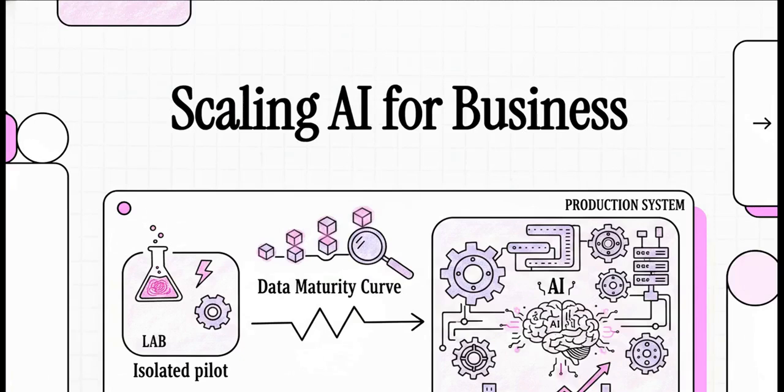Okay, let's dive right into this explainer. Today we're going to demystify a monumental challenge that pretty much every modern enterprise is facing right now. We hear about AI literally everywhere, right? But the gap between a really cool experimental pilot in the lab and a robust, production-grade system that actually transforms a business, well, that gap is massive. So to figure out how to successfully cross it, we really need to understand something called the data maturity curve.